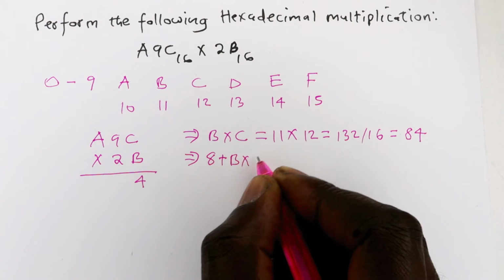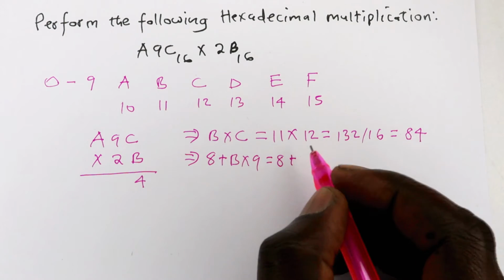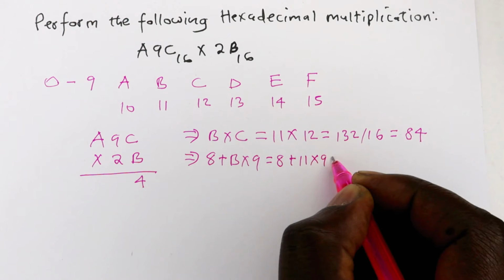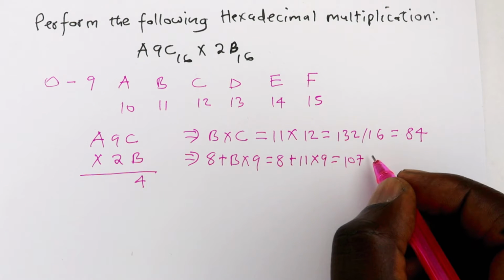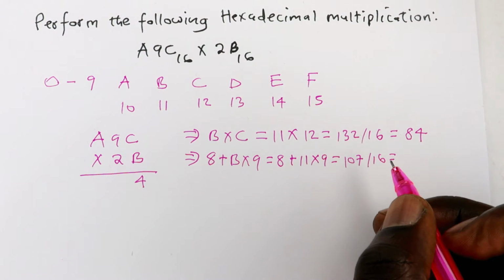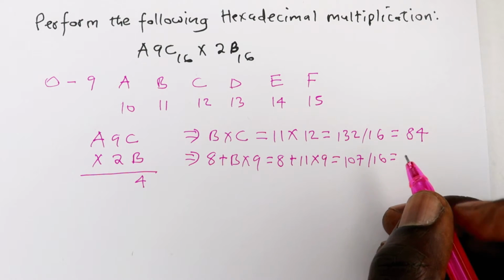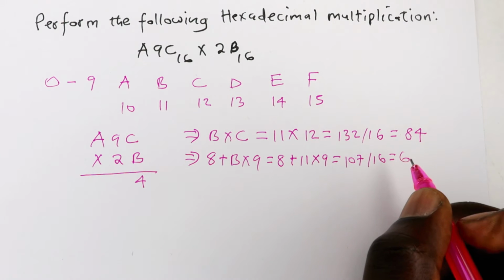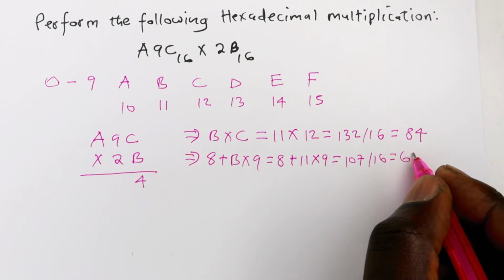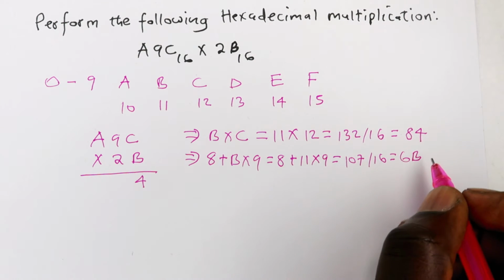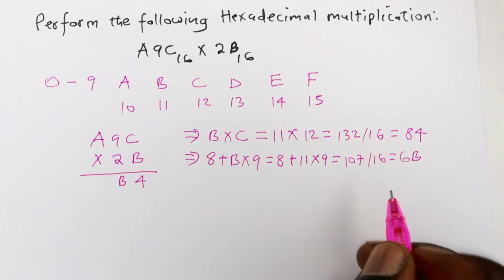So you have B times 9. So that is the same as 8 plus B, and B is 11, times 9. So you evaluate that and you get it to be 107. That is a decimal number. You divide it by 16 to get the corresponding hexadecimal number. So 16 into 107, 6 times. And there's a remainder of 11. But remember, 11 according to this is B. So you come and write B, and then you have a carry, which is 6.